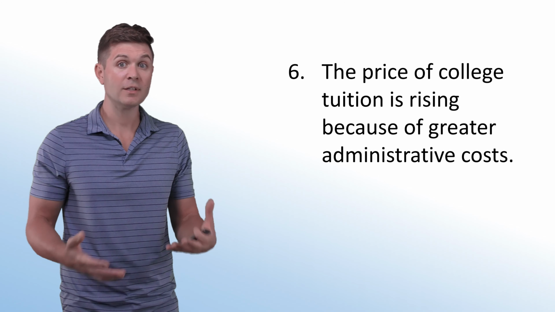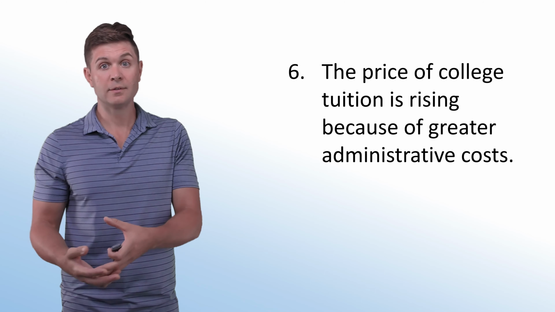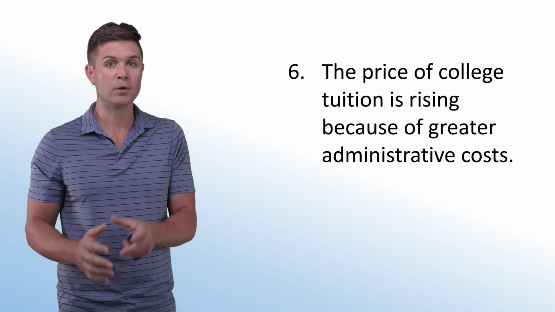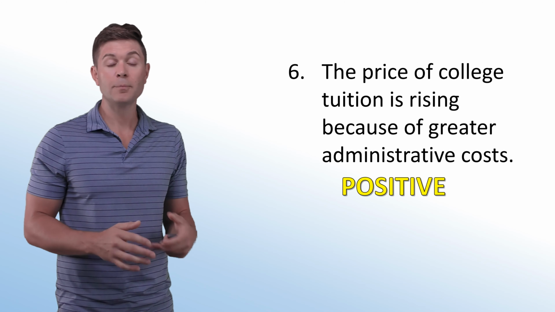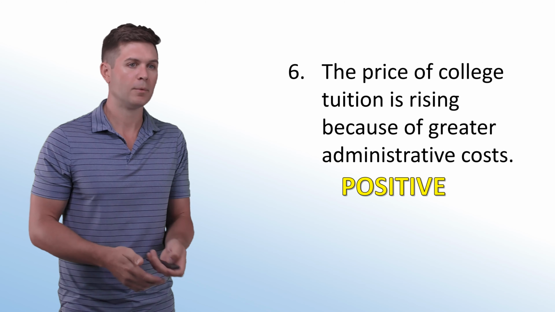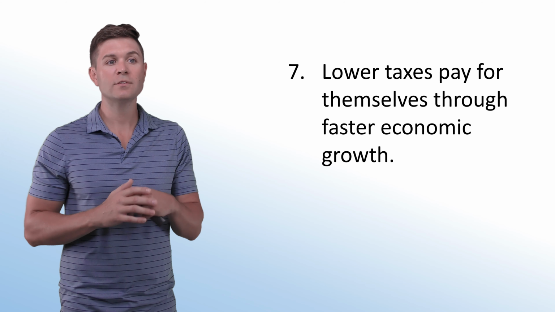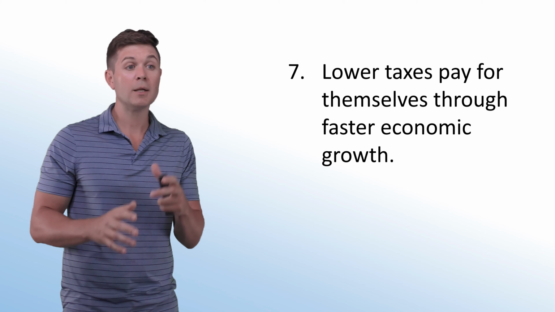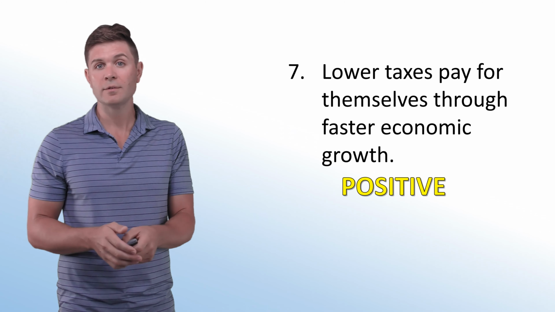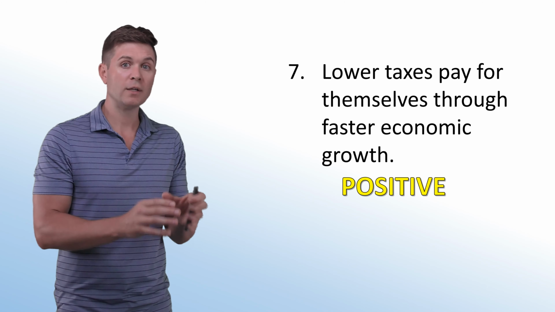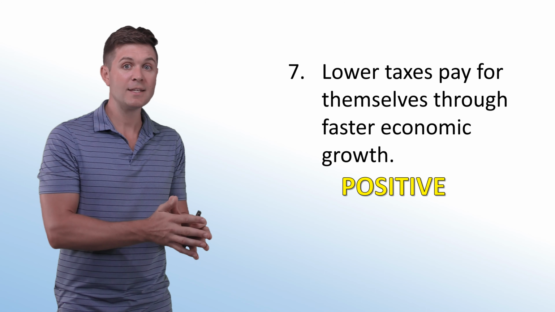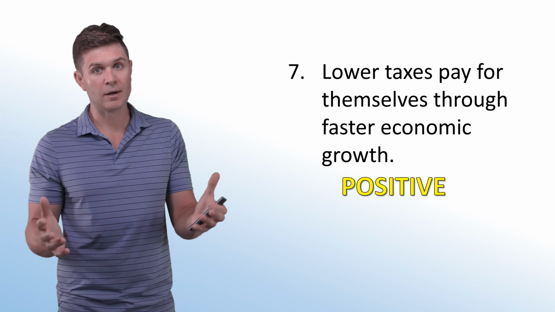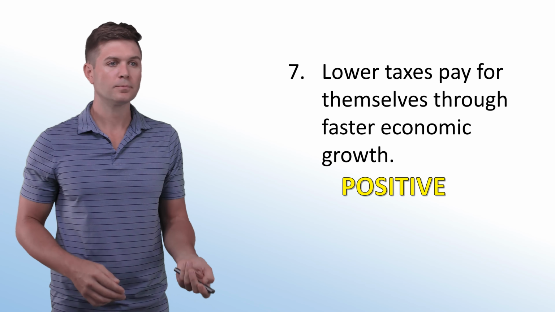All right, number 6, the price of college tuition is rising because of greater administrative costs. This one, can we test it? Can we look at past data and identify that this is why college is more expensive? We might be correct, we might be wrong, but it is something that we can test, so this is a positive statement. Number 7, lower taxes pay for themselves through faster economic growth. Seems kind of opinionated, but it also is a positive statement because we could cut taxes by 5% and see if that does increase economic growth. We can test it. It might take a lot of work to actually test it, but it is testable.